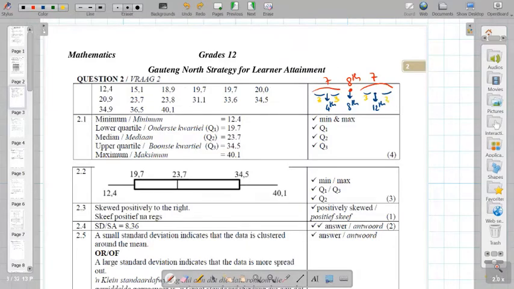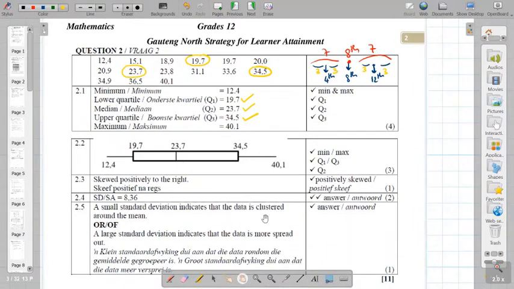So that's how we can find the positions. 1, 2, 3, 4. This is my Q1. And then 5, 6, 7, 8. The 8th position is my Q2, as you see in the order. And then 9, 10, 11, 12. The 12th number is 35.4. So that's how you find those values.